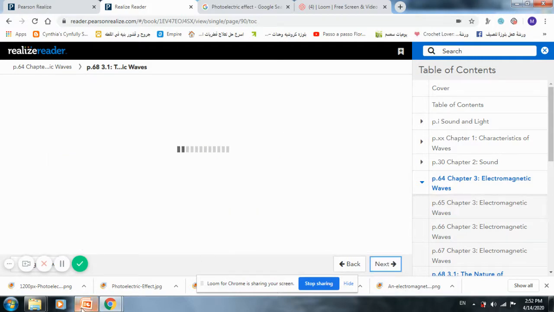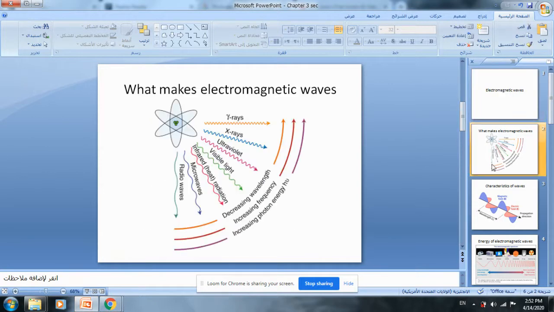So let's start with what makes electromagnetic waves. Electromagnetic waves are made up of radio waves, microwaves, infrared radiation, visible light, ultraviolet, X-ray, and gamma rays. Okay, now look at radio waves. Radio waves have the longest wavelength compared with the other types of waves.